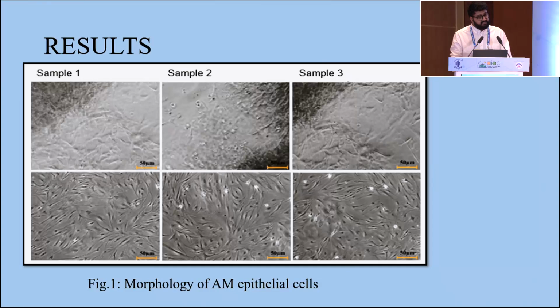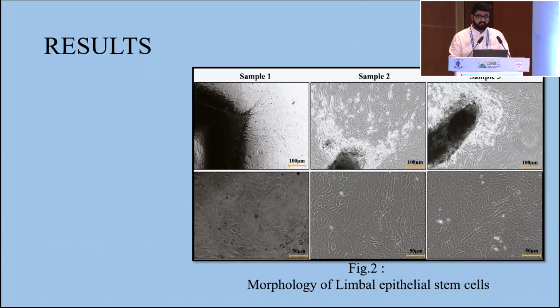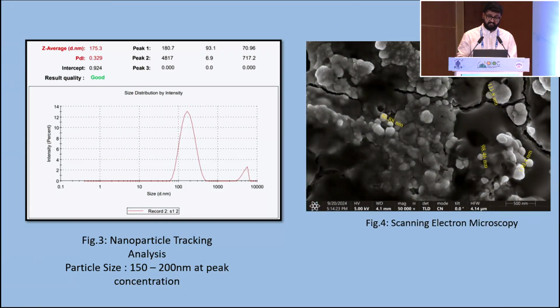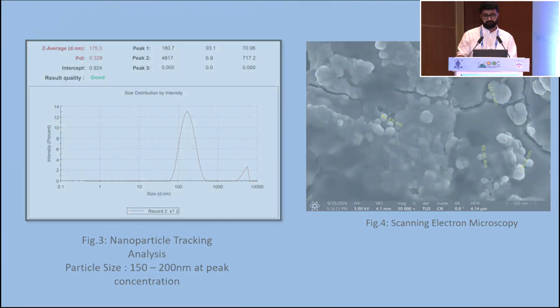Coming to results, we observed the morphology of AME cells at the end of the third cell passage, and they were observed to be spindle-shaped cells. Coming to limbal epithelial cells, similarly we observed cuboidal epithelial cells at the end of the third cell passage. Nanoparticle tracking analysis was done to quantify the particle size and was noted to be a 150 to 200 nanometer peak concentration and was correlated using scanning electron microscopy.